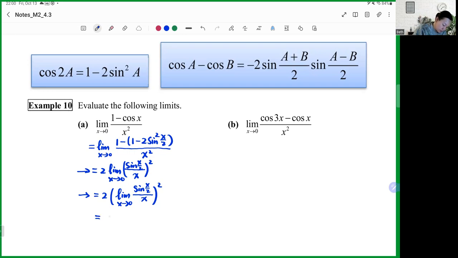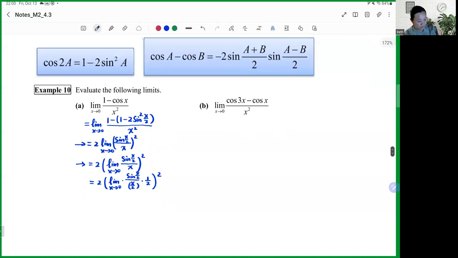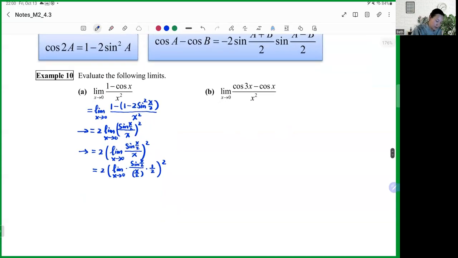Now, I need to use my special limit. By doing that, I need to keep this angle, and then I will divide 2 in the denominator and multiply 2 in the denominator. Okay? So the answer is 2 times 1 times (1/2) whole squared. The answer is 1/2. Okay, as long as you change cosine to sine, then you're fine.